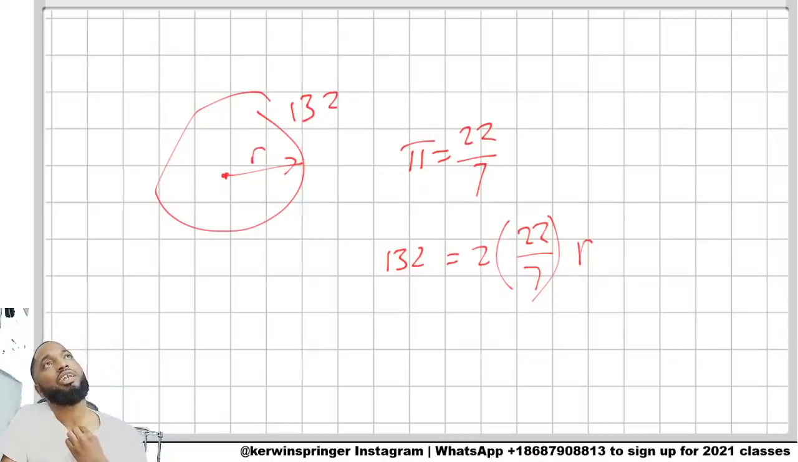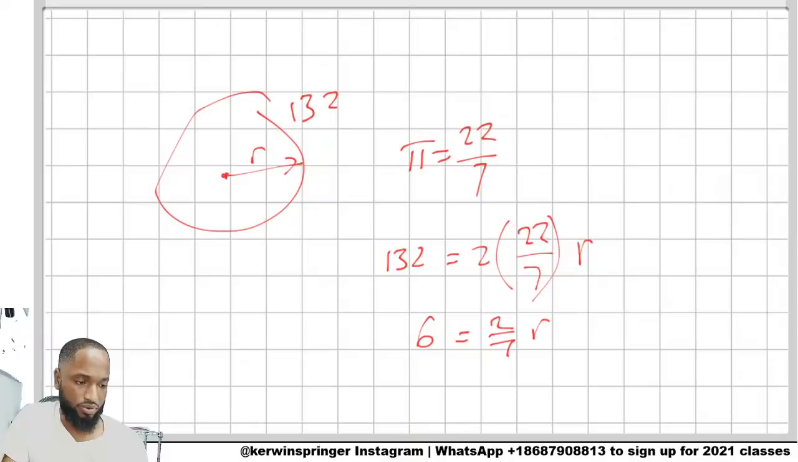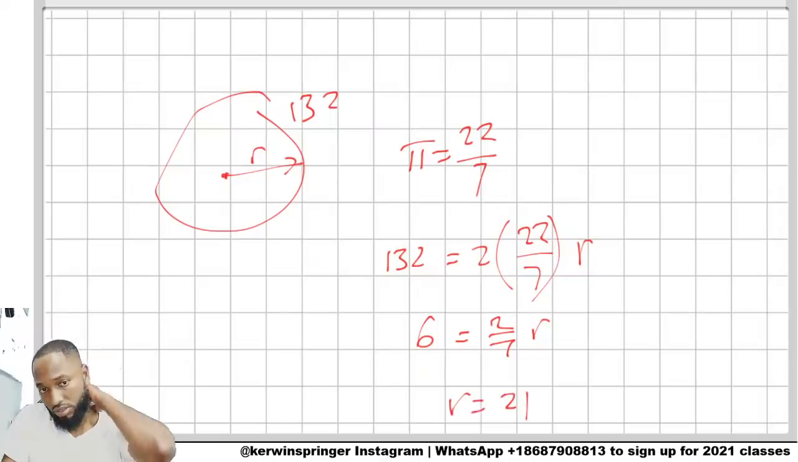132 divided by 11 is 12. So 132 divided by 22 is 6. So 6 is equal to 2 over 7 r. Where's the answer? 21? 21. R is equal to 21. Well done.